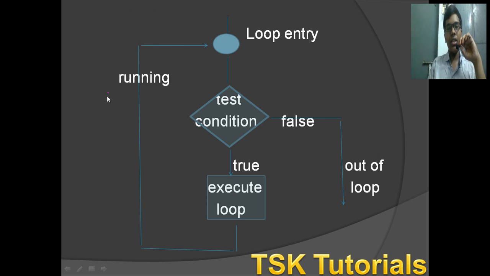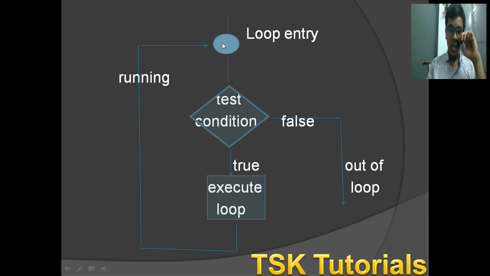This is the diagrammatic representation of the loop. First it will enter the loop and test the condition. If the condition is true, it will execute the loop body. It will run, and again it will enter the loop, because I have ordered it to repeat the loop 100 times. Again it will test the condition, true, again and again. When the condition fails, it will come out of the loop. That's it.